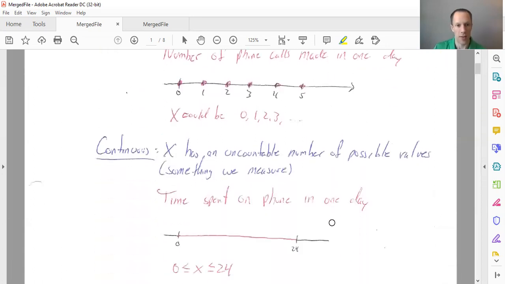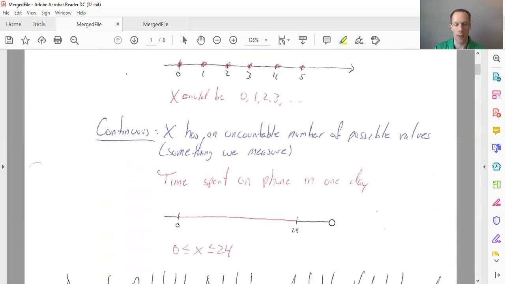By way of contrast, if we were to take that same phone log and look at how much time the person spent on the phone in the last 24 hours, then we would be measuring something. Time is something that we measure with a timer or with a stopwatch. And that person could have spent anything between 0 and 24 hours on the phone in the past day. So you would get this whole range of numbers on the number line. That's a distinct feature of continuous random variables.